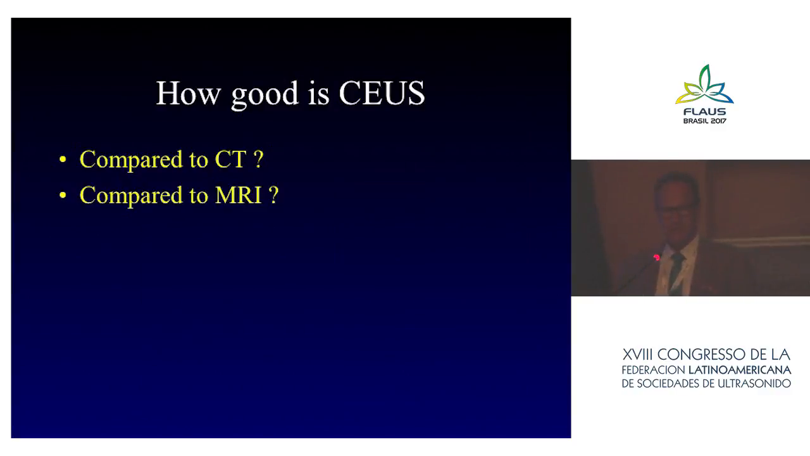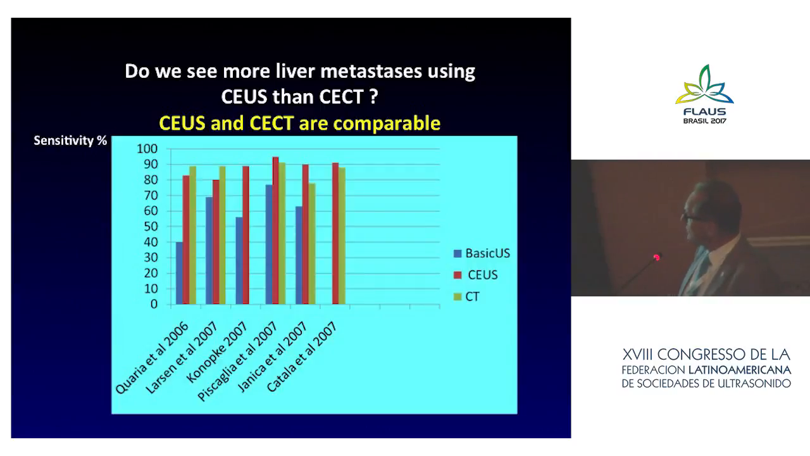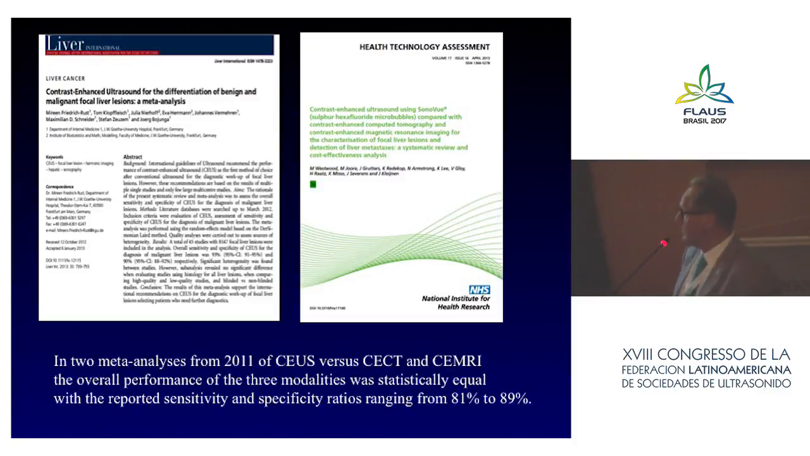What if we compare to CT, and what if we compare to MRI? How good are we? Well, ultrasound is comparable. It is significantly better than without contrast, but if you compare to CT, it is just as good. Here are some studies showing that some groups found that CT was better. CT is the yellow. Some group found that CEUS was better. But if you compare a bigger number of articles, you come out with the result that in the hands of skilled users, contrast ultrasound is just as good as contrast CT and also as contrast MRI.